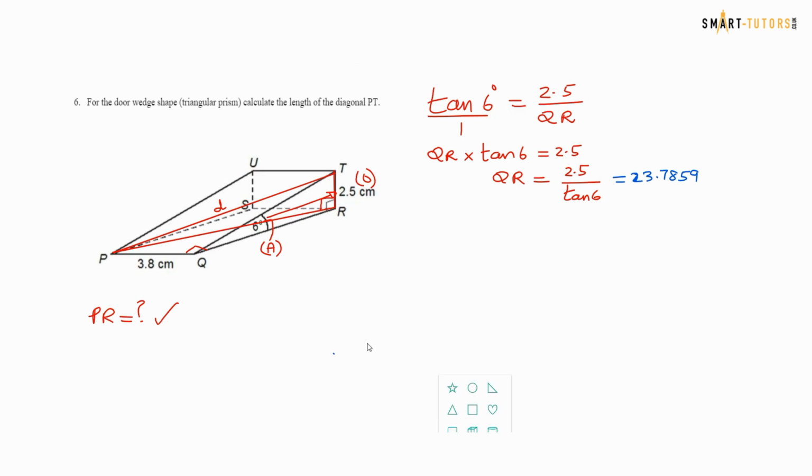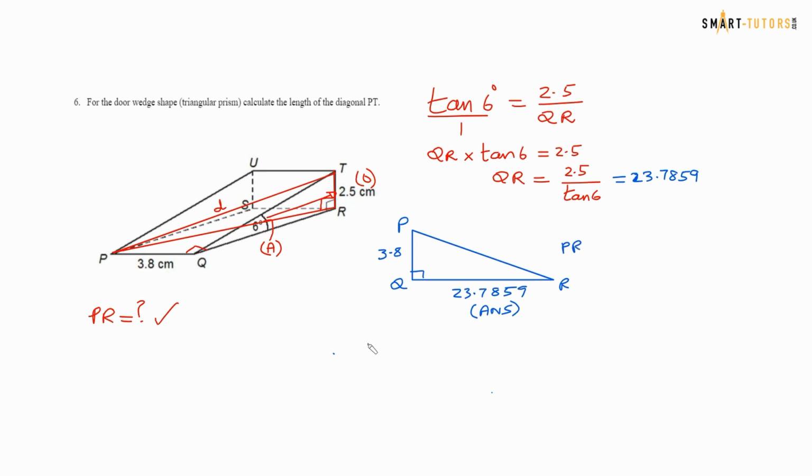So now I'm going to draw a triangle to make sure we understood this one. Let's mark the diagram. So the triangle is PQR, that is the base. That is the right angle triangle, that is 3.8, and QR is 23.7859. That is stored under my calculator's answer button. Now I can find the PR. So PR squared equals 3.8 squared plus answer squared. Then PR equals the square root of 3.8 squared plus answer squared. So PR equals, we can use the calculator.